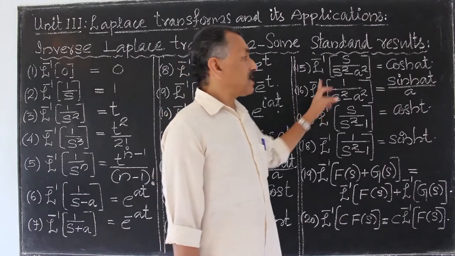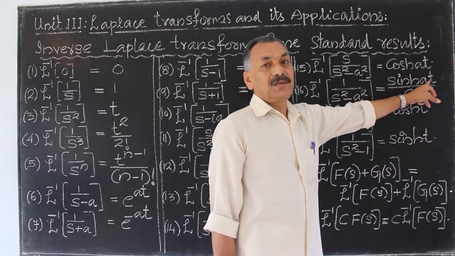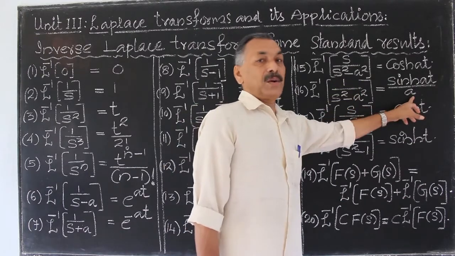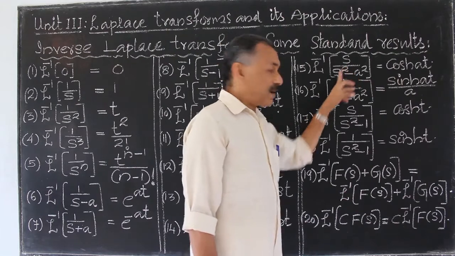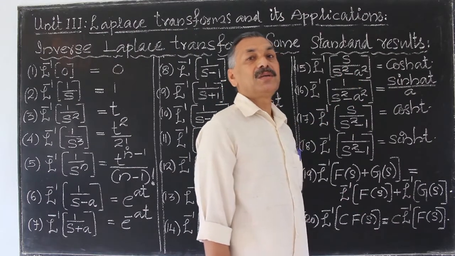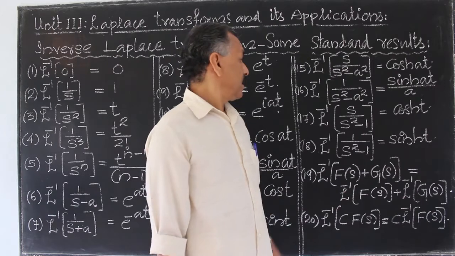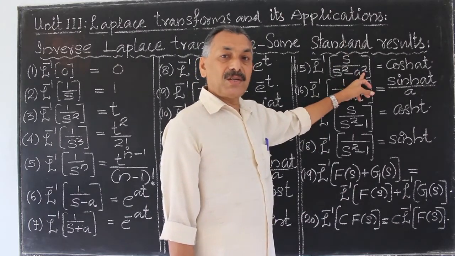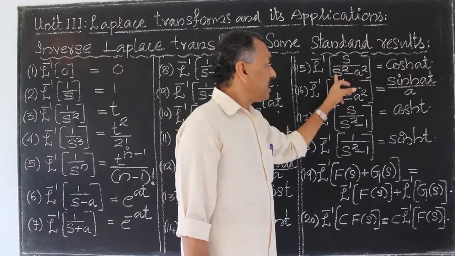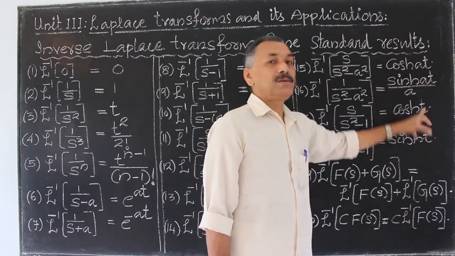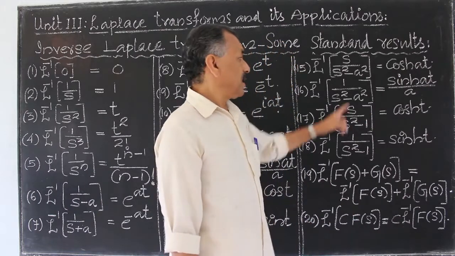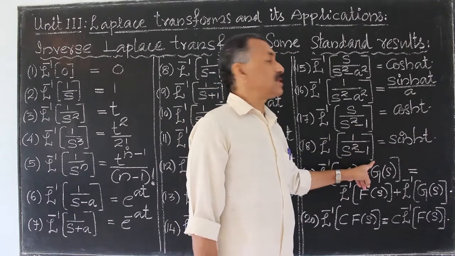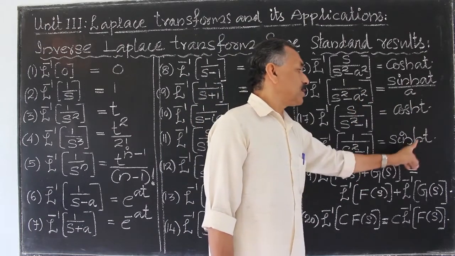Similarly, the Laplace transform of sinh at is a divided by s square minus a square. Therefore, L inverse of 1 divided by s square minus a square is equal to sinh at by a. Then in this result let a be equal to 1. If a is equal to 1, then L inverse of s divided by s square minus 1 is equal to cosh t. Similarly, put a equal to 1 in the other one, then L inverse of 1 divided by s square minus 1 is equal to sinh t.